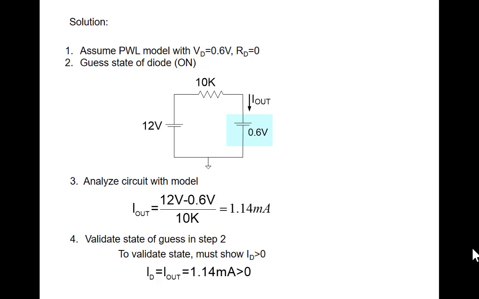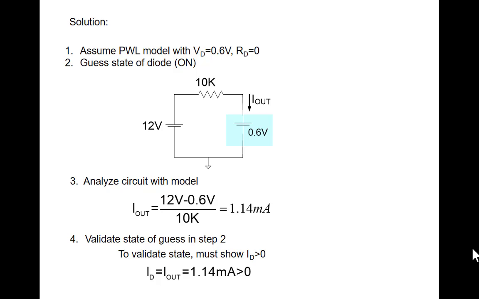So here's our circuit. I'm going to guess the diode is on. That's the guessing the state. Now, if you look at the model and you're guessing the state, we have two regions here. This was 0.6. This was the off state. And this was the on state.